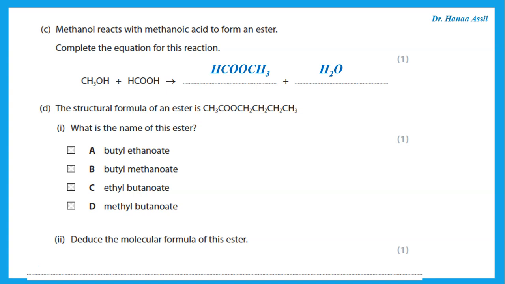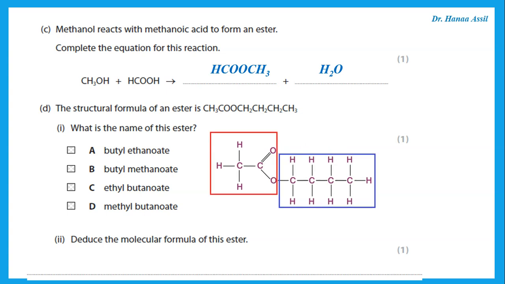The structural formula of an ester is given. What is the name of this ester? Now, if we draw it out, this is what it looks like. Remember that the part that has the C double bond O, that's the acid. The part on the right, that's the alcohol.